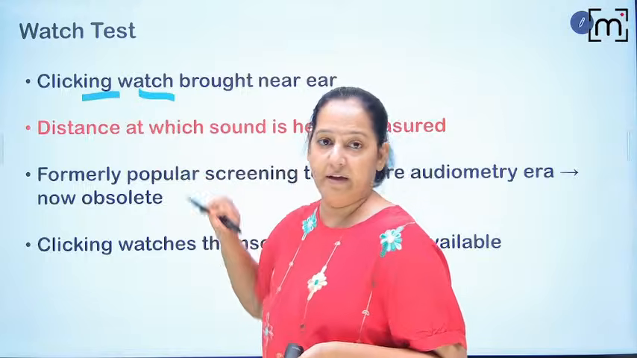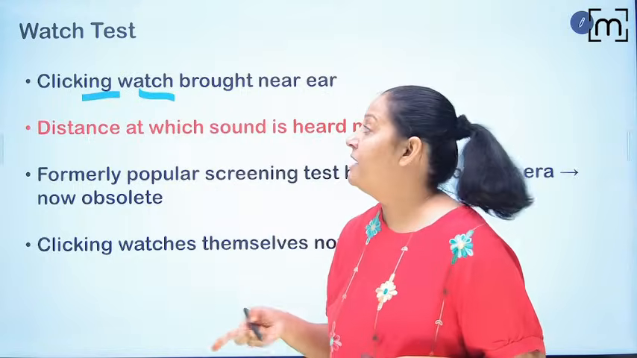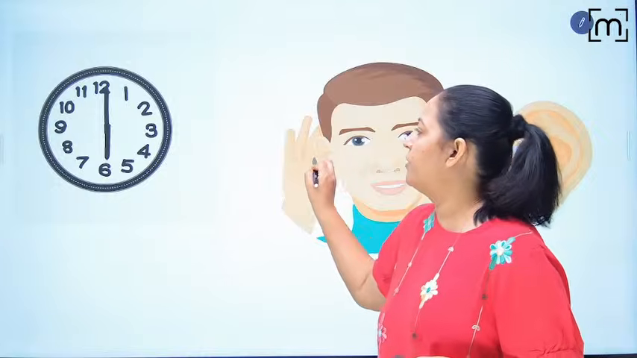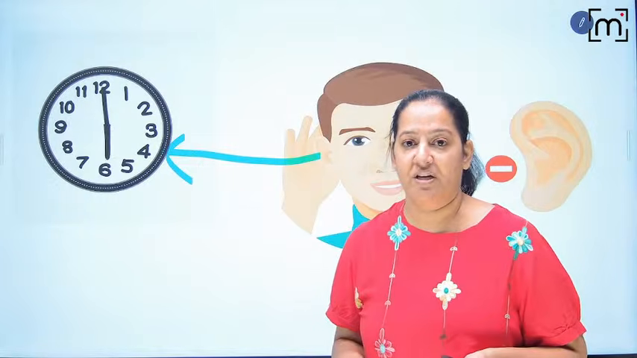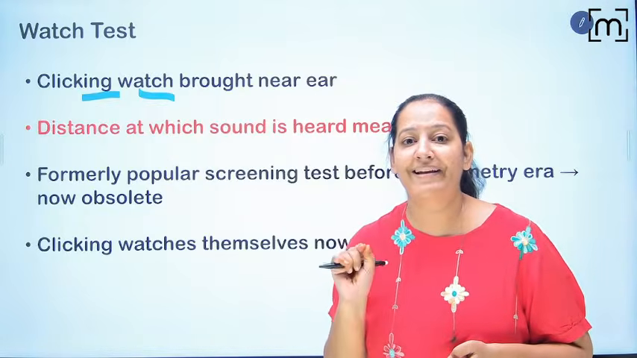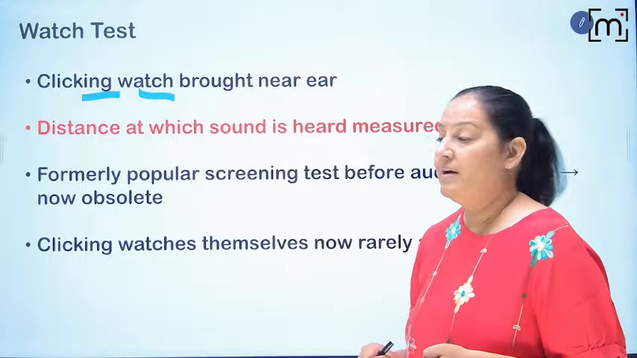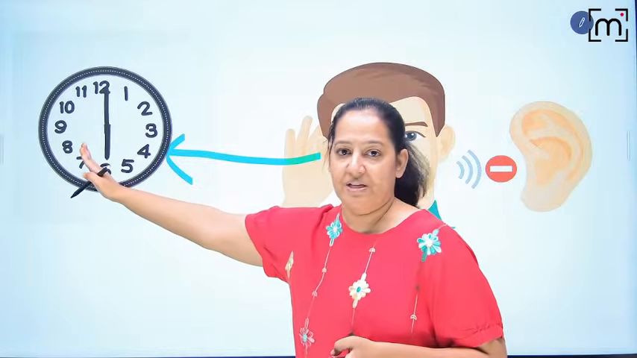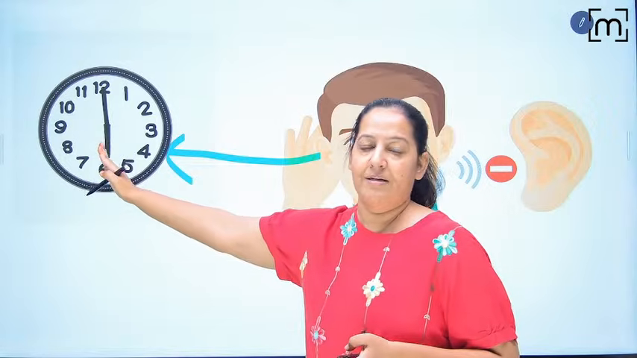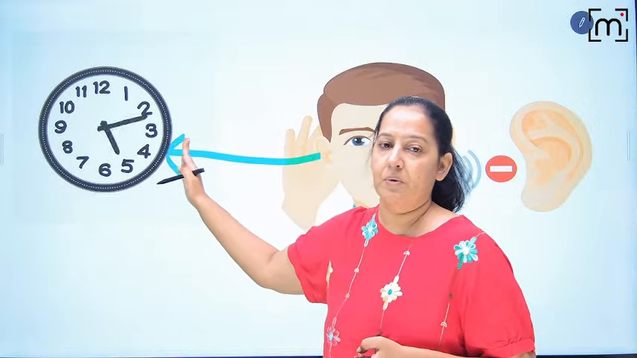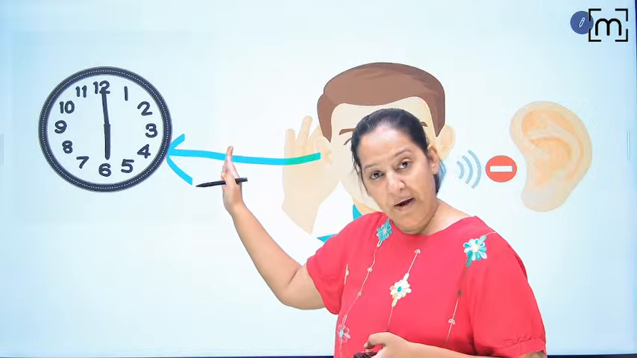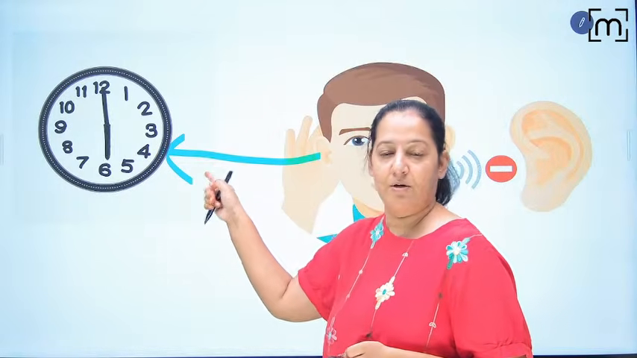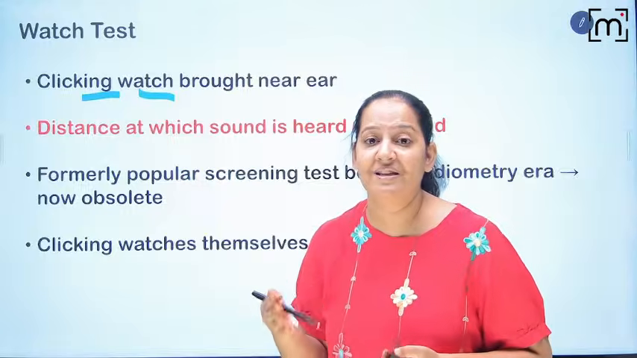Watch keep on clicking. So put the clicking watch near the ear of the patient and ask the patient whether you can hear the clicking sound. Put it far apart first. Patient says, no, I can't hear. Then slowly bring it closer, closer, closer. The moment at which the patient says, yes, I can hear the sound, notice that distance, based on which we see the severity of the deafness.